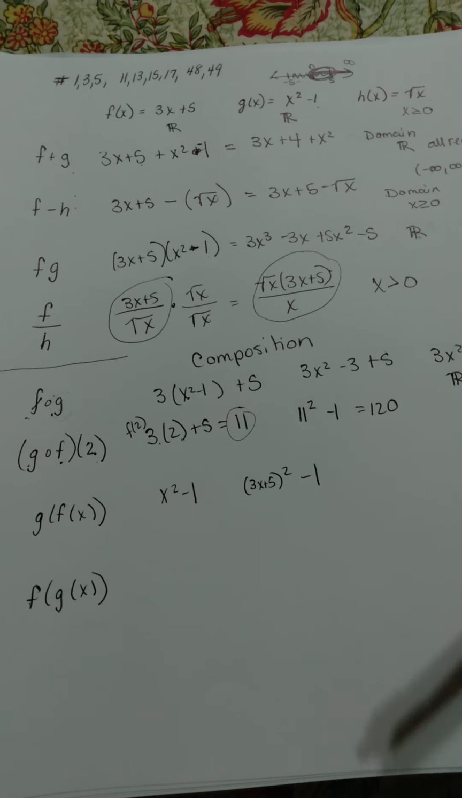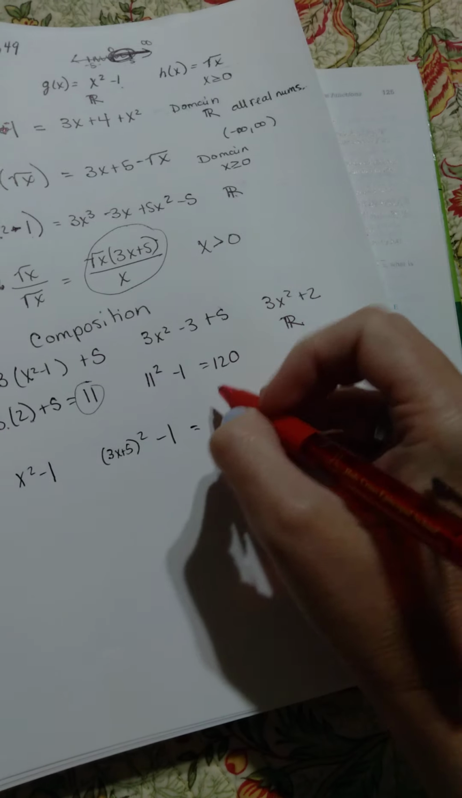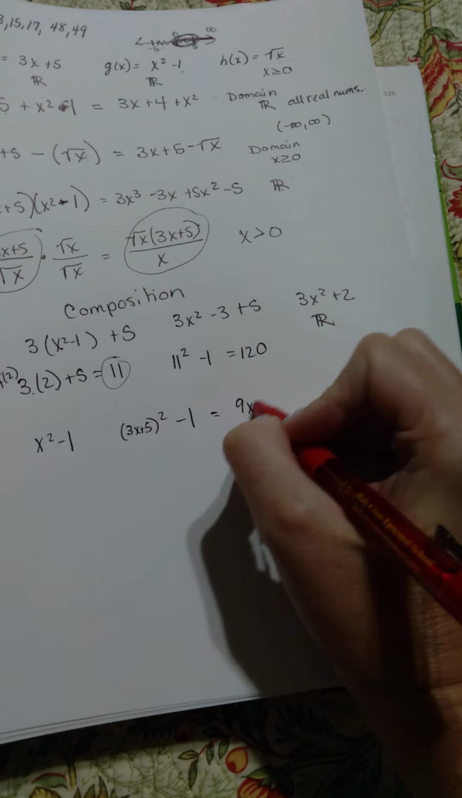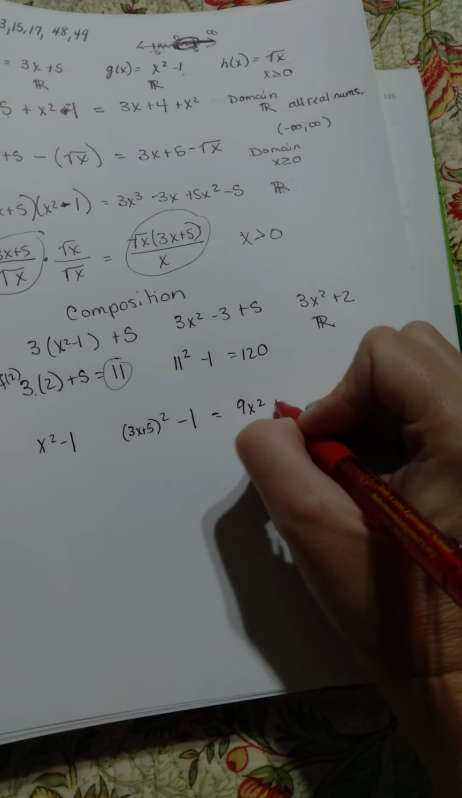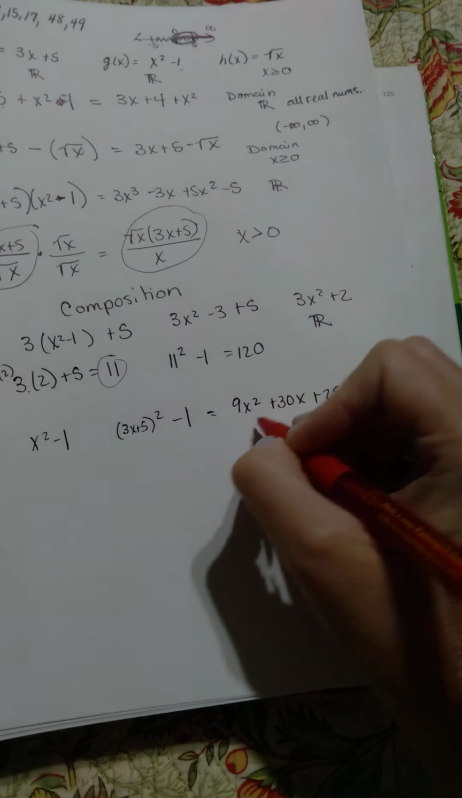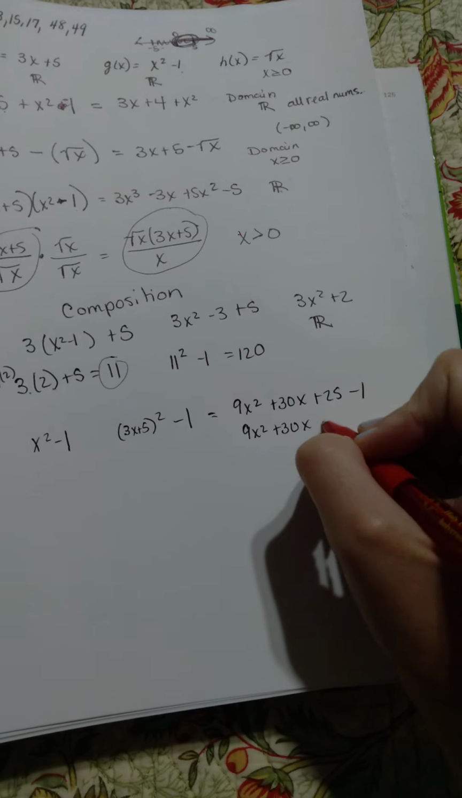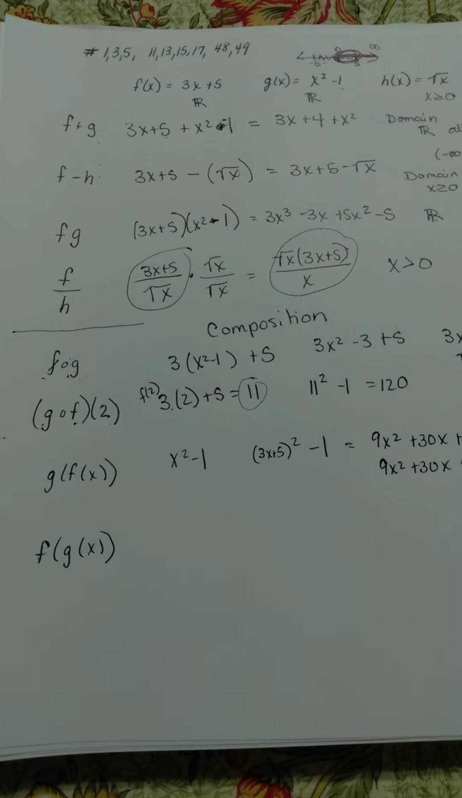Okay, this one's going to be a little longer. So I FOIL that thing out. That gives me, sorry that it's crooked, 9x squared plus 15x plus 15x is plus 30x plus 25 minus 1, which simplifies to 9x squared plus 30x plus 24. And we're finished doing g of f of x, which is how we read this.